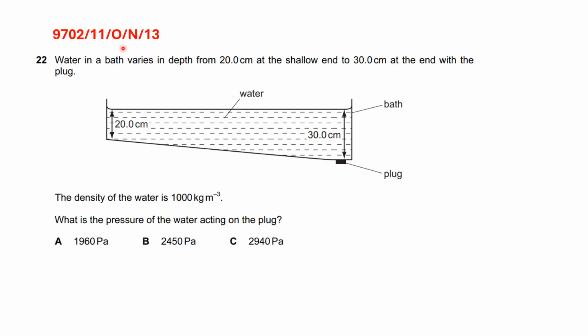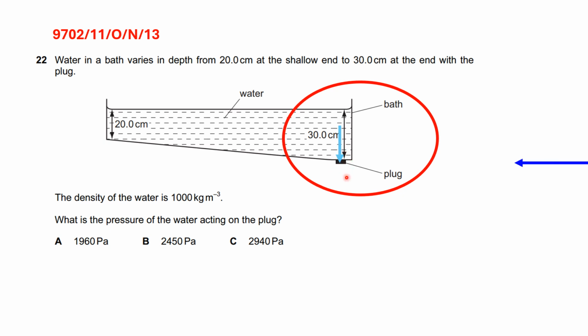First question is from October-November 13, paper 11, question 22. Water in a bath varies in depth from 20 centimeters at the shallow end to 30 centimeters at the end with the plug, 20 to 30. The density of the water is 1,000 kilograms per cubic meter. What is the pressure of the water acting on the plug? So what we are going to be looking at is this section and the water pressure acting on the plug.